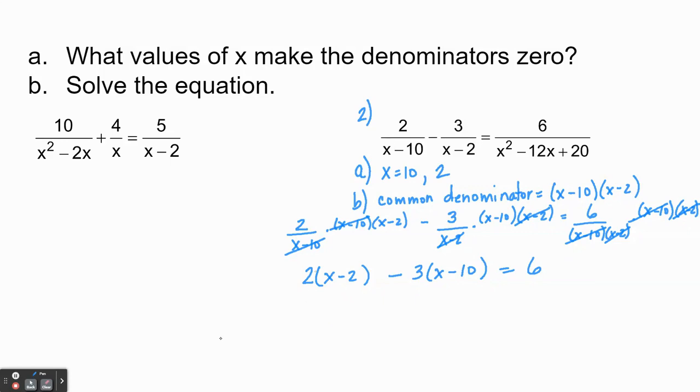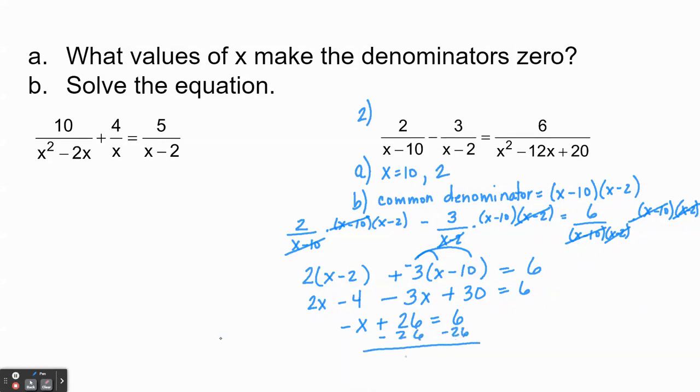So let's go ahead and distribute here. 2 times x will give me 2x. 2 times 2 gives me 4. Notice in this next one, I'm actually distributing -3 to that parentheses. So I get -3x and plus 30. So over here on the left, let's combine like terms. 2x minus 3x gives me -x. 4 plus 30 gives me 26. Now we'll subtract 26 from both sides. I'm left with -x equals -20. And then I'll divide both sides by -1.